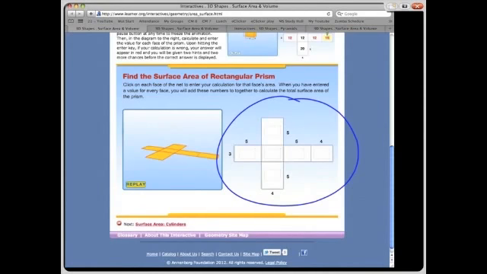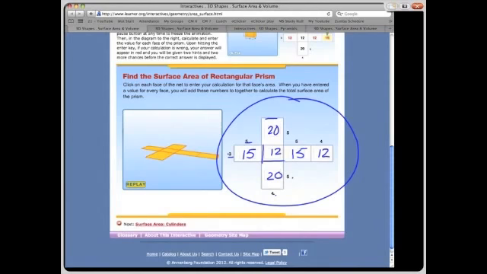And this net is made up of smaller rectangles. Well, we know what the area of small rectangles are. We just multiply length times width. So for each rectangle, you can go ahead and find the area. 3 times 5 is 15. 4 times 5 is 20. 4 corresponds to this side. 3 corresponds to this side. So 3 times 4 is 12. 5 times 4 will be another 20. 3 times 5 is 15. 3 times 4 is 12.